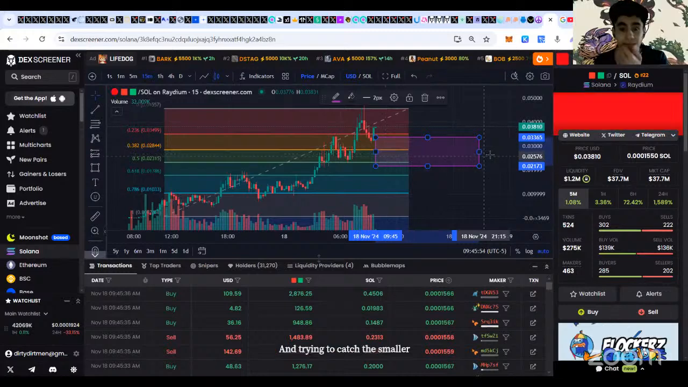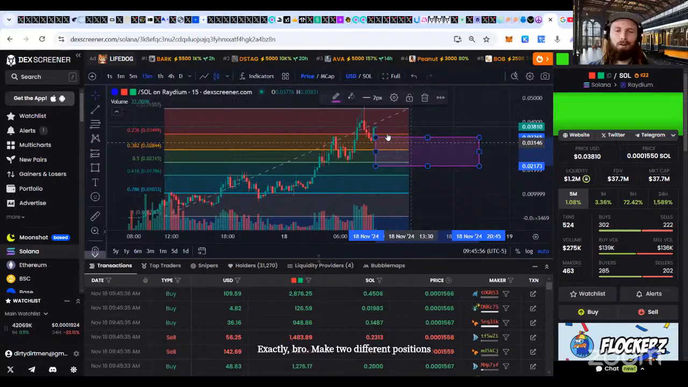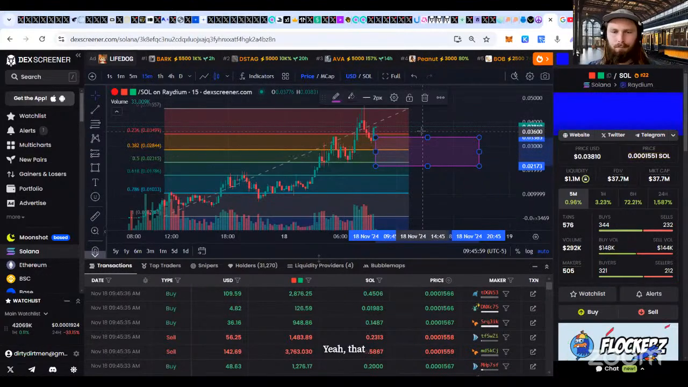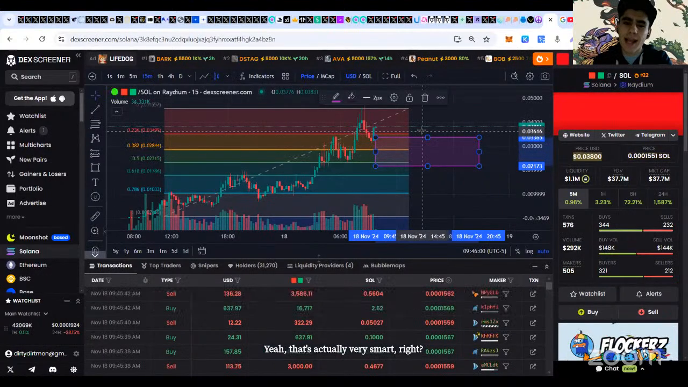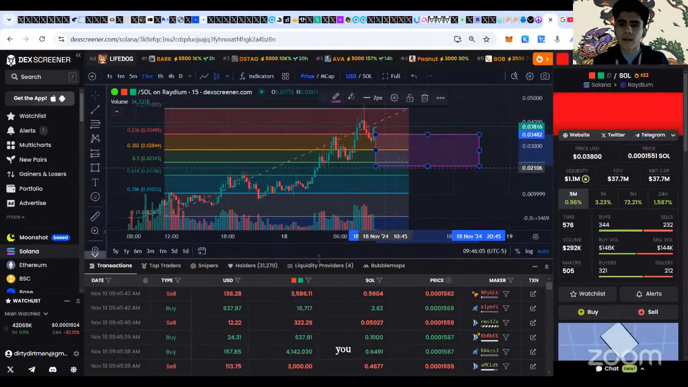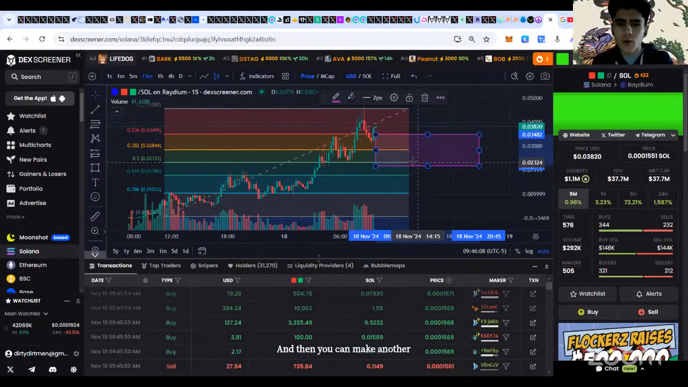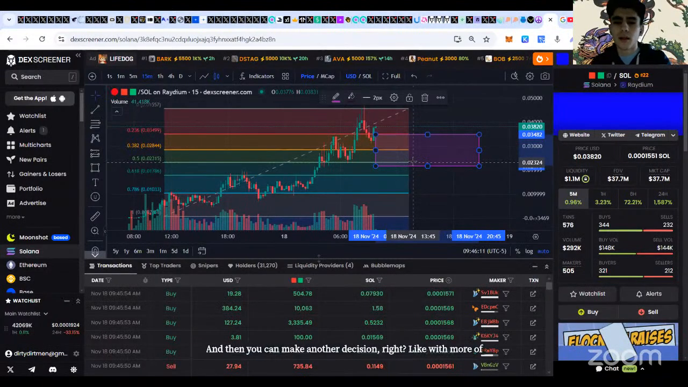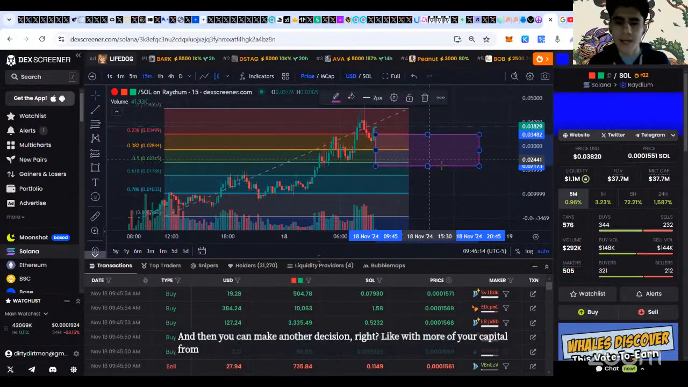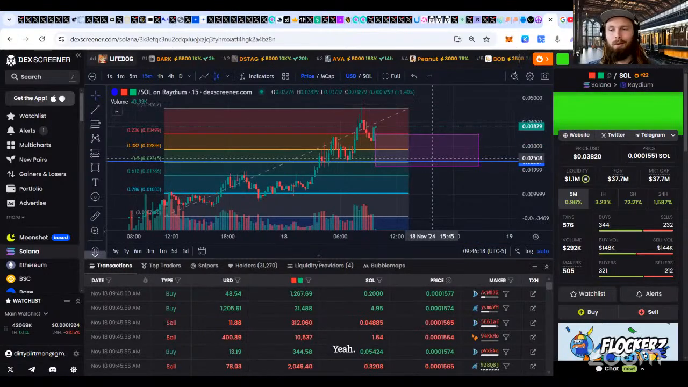Exactly, and make two different positions. I'm literally open to it. That's actually very smart, right? Because in case it actually bounces off of that support area, you're going to make good gains off of that. And then you can make another position with more of your capital from that support area all the way down to the first mentioned one. I agree with you.